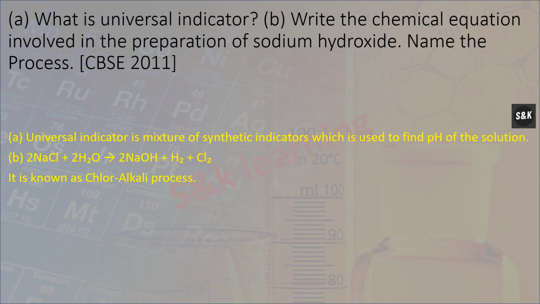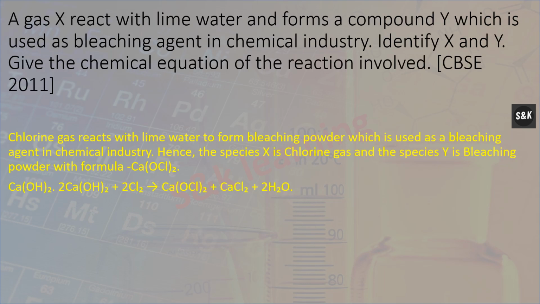What is universal indicator? Universal indicator is a mixture of several indicators which is used to find the pH of a solution. A gas X reacts with lime water and forms a compound Y which is used as a bleaching agent in the chemical industry. Identify X and Y. So chlorine gas reacts with lime water to form bleaching powder, which is used as a bleaching agent in the chemical industry. Hence X is chlorine gas and Y is bleaching powder.